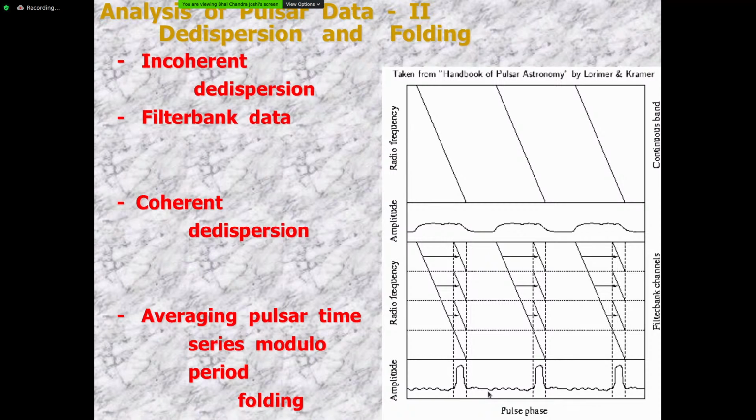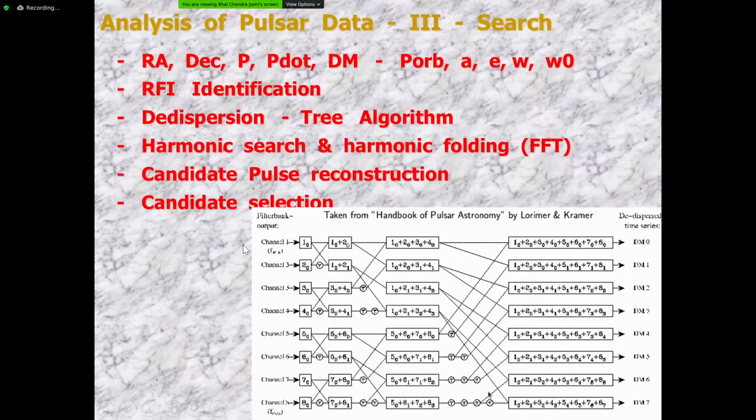Today, all the pulsar instrumentation is done real time and online. So now we don't do this processing offline. The data which you get is already de-dispersed data. But if you are looking at older data, you may have to do it yourself.